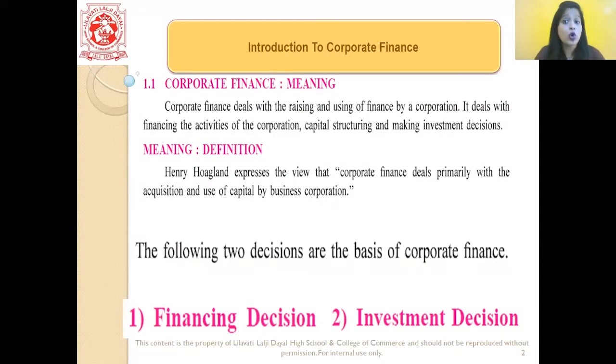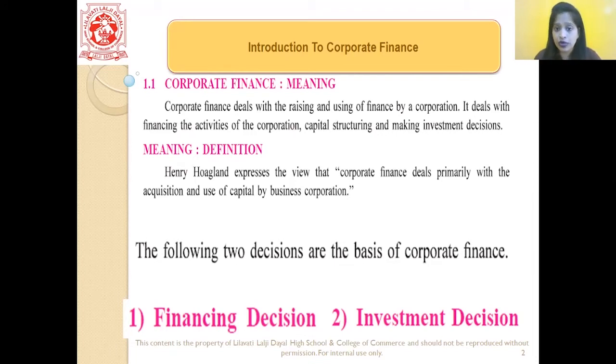So first, students, let us understand the meaning of corporate finance. Corporate finance deals with raising and using of finance by a corporation. It deals with financing the activities of the corporation, capital structuring and making investment decisions. So basically, it deals with the finance that is required in the corporate. How they make use of finance for raising their capital and for acquiring new things is what we are going to study in this chapter. So what is the definition of corporate finance?